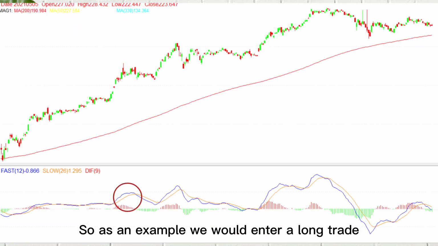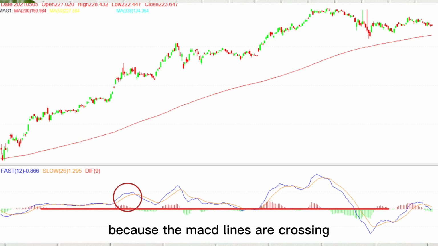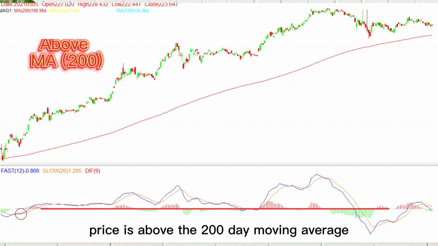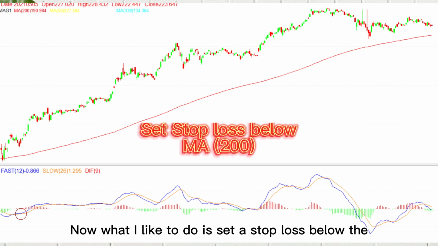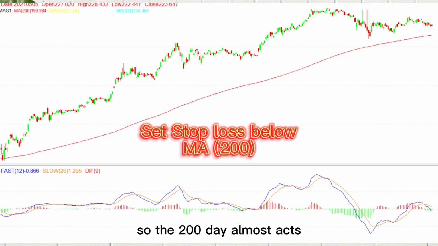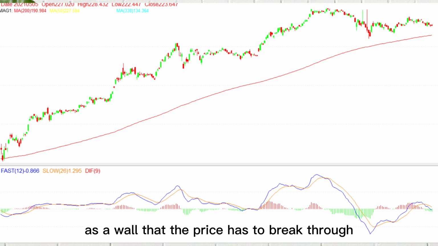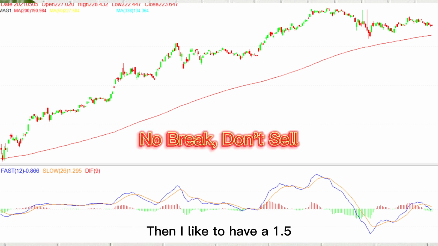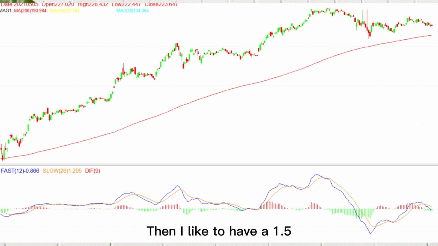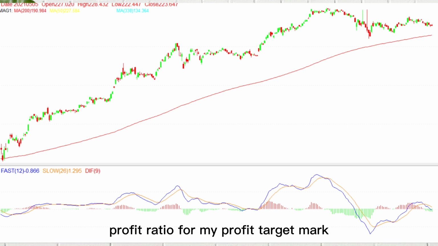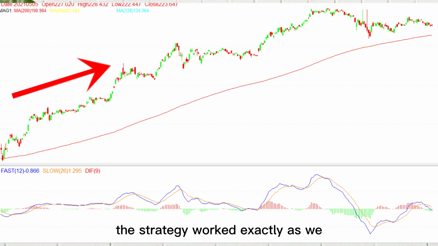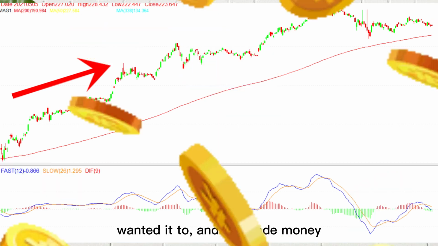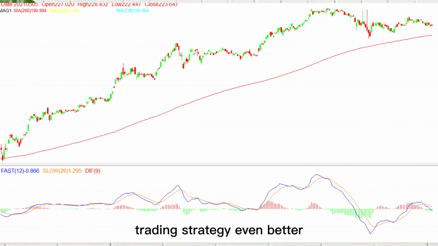So as an example, we would enter a long trade right here because the MACD lines are crossing upward below the zero line and the current price is above the 200-day moving average. Now, what I like to do is set a stop loss below the 200-day moving average. So the 200-day almost acts as a wall that the price has to break through to hit my stop loss. Then I like to have a 1.5 profit ratio for my profit target mark. So as you can see for this example, the strategy worked exactly as we wanted it to, and we made money. But we can still make this trading strategy even better.